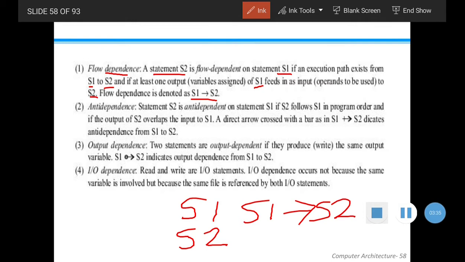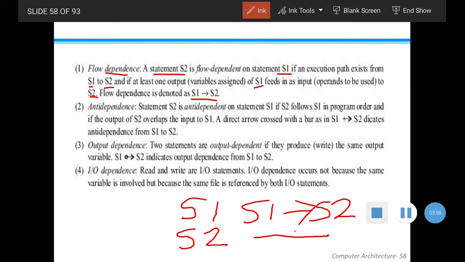For the time being you may not understand what it is. In the next slide we have an example, so we'll understand. But you have to remember, if there are two statements in your program, that is two instructions, we denote flow dependence by an arrow mark.